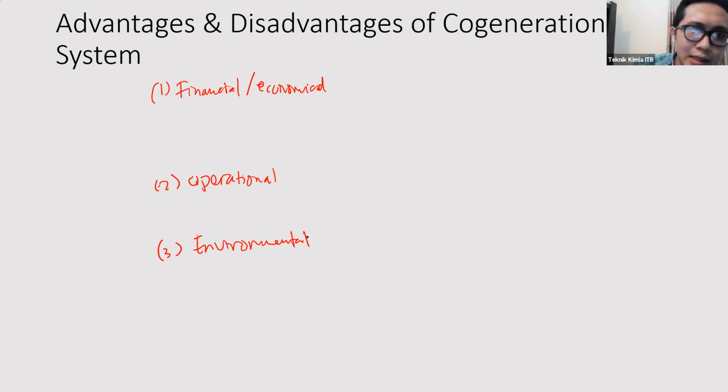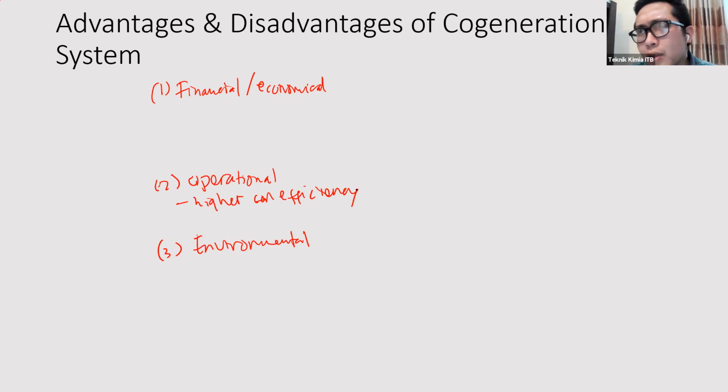Okay, higher efficiency. I think it's actually based on the operationals. For conventional power plants, the common efficiency is about 30 until 45%, which means about 55 until 70% of the fuel's energy is not well utilized. So by merging the technology with the cogeneration system, it will increase the efficiency up to maybe 70 until 80%.